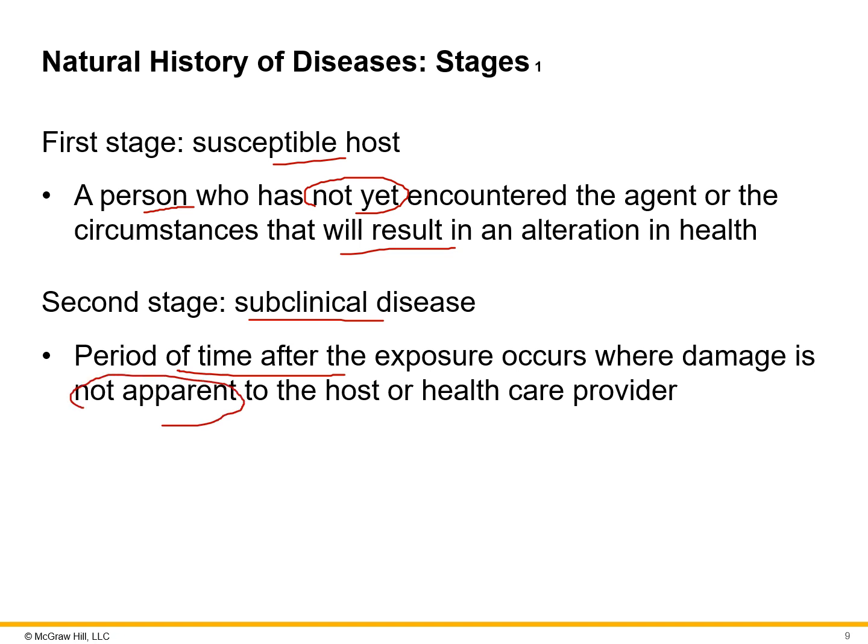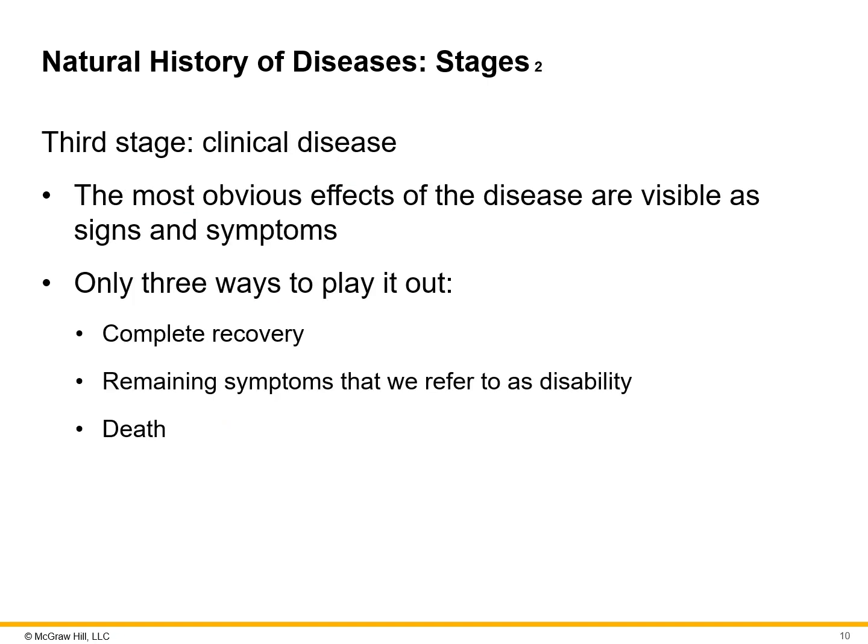So there are no signs or symptoms. Nobody could detect it. So it's at a subclinical level. Then we actually reach the clinical disease, and here there are obvious effects. So there are some signs and symptoms that are possible, and essentially then there are three options.